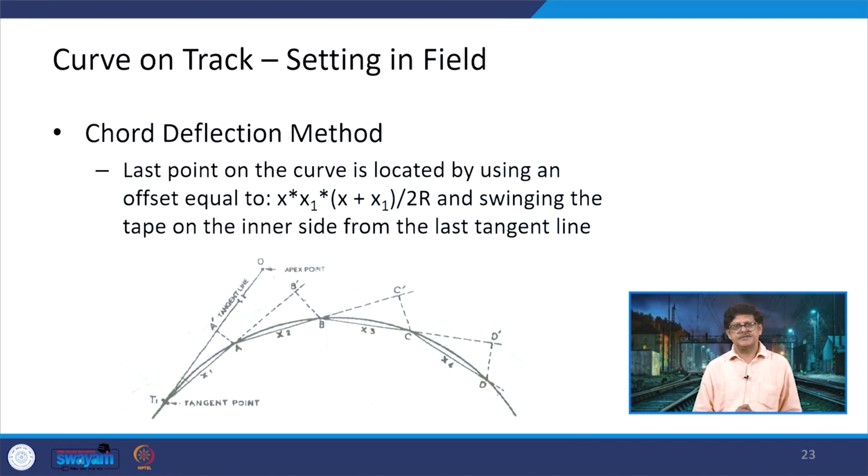In the case of the last point, because there was a difference in terms of the length, the offset is going to be calculated as x into x1 into x plus x1 divided by 2r. Using this formula, once we get that final value of offset, we will do that and we will get the last point on the curve.